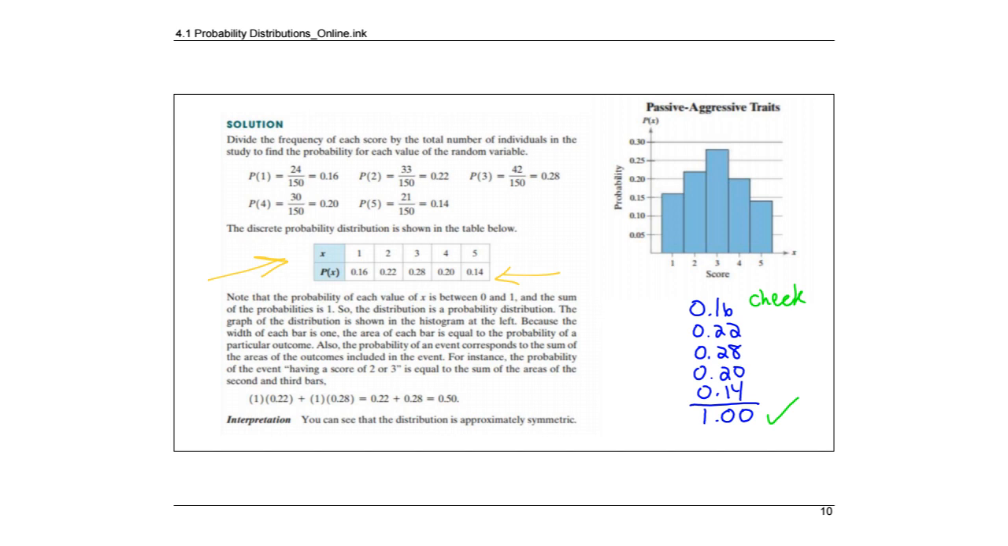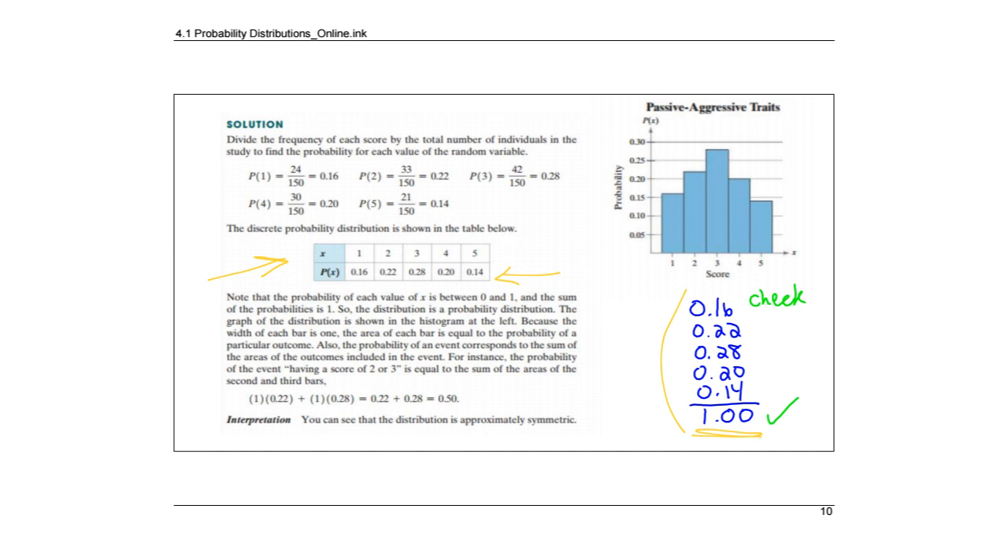I do need to double check and add them up and make sure that they sum to 1. Now, sometimes because of round off error, they'll be a little bit off. They might be 1.01. That's okay, as long as it's really close. That happens because of round off error. So if I add those probabilities all up down here in the bottom right, I get 1.00. So I am good to go.